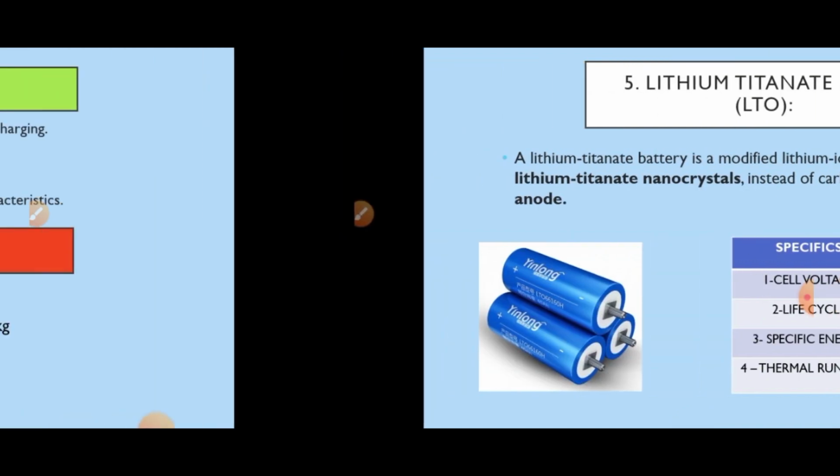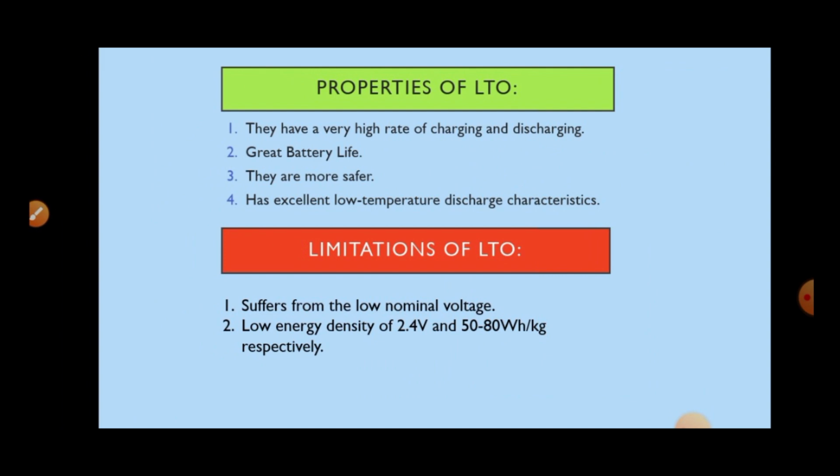Now moving forward to properties of LTO. It has a very high rate of charging and discharging. LTO battery has a great battery life as lithium titanate nanocrystals are used instead of carbon. It is one of the safest batteries, with excellent low temperature and discharge characteristics. Limitations of LTO: the battery suffers from low nominal voltage and low energy density, 2.4 volt and 50 to 80 watt hour per kg.